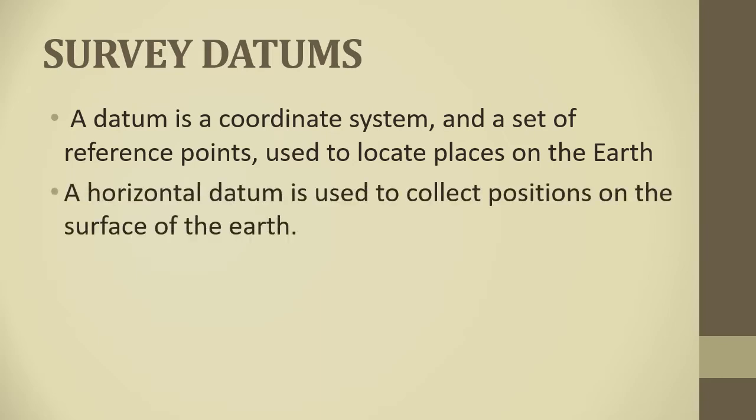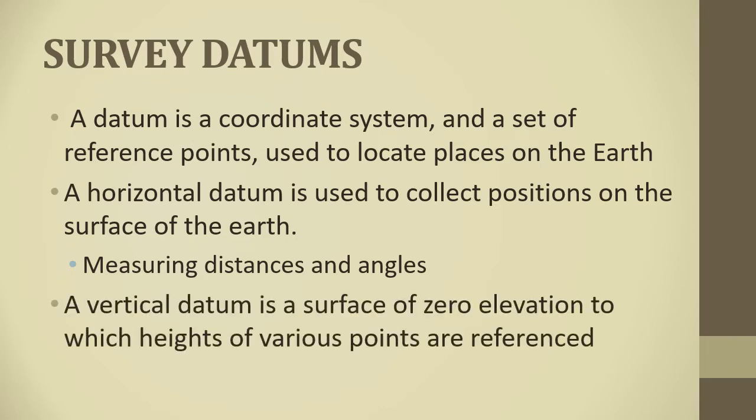If it's horizontal, we use it to collect positions on the surface of the Earth, such as corners of a property. And we're basically measuring distances and angles. A vertical datum has a base that is a zero elevation, and we reference various heights of points against that zero elevation. So we're simply measuring height distance differences.